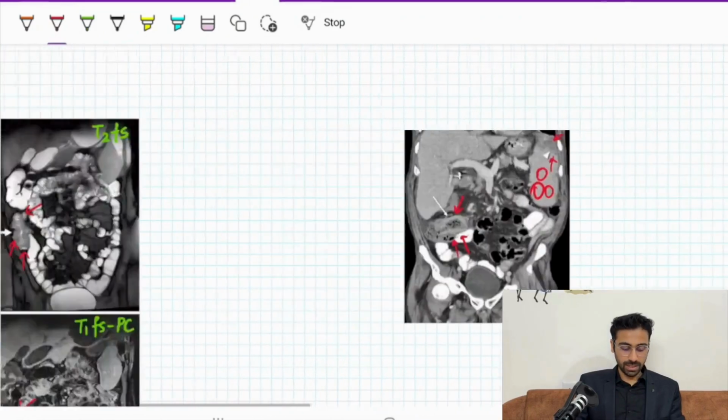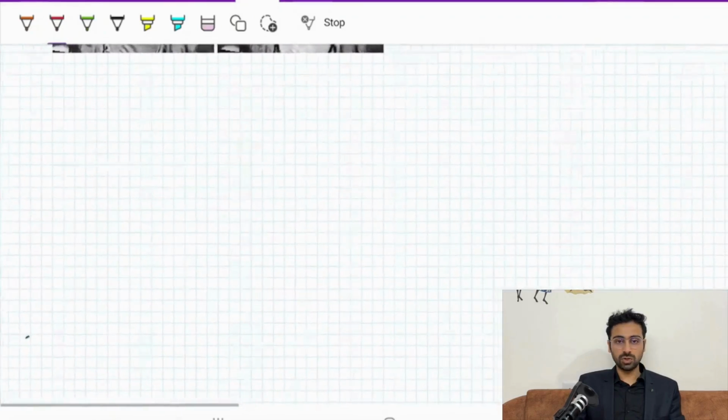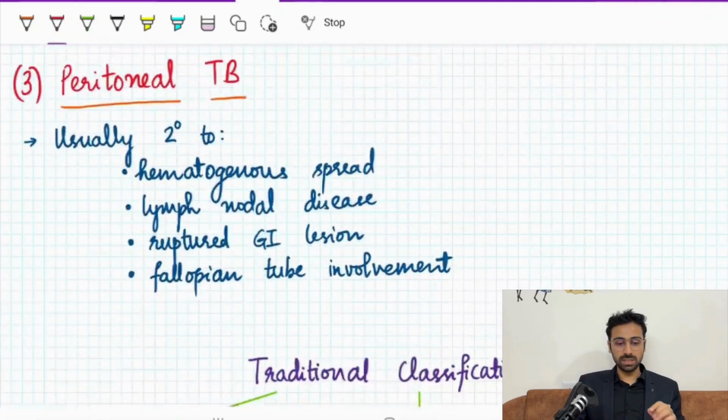Alright, having studied the two most common variants of abdominal TB, let's now go to the third one, meaning peritoneal tuberculosis. Now, this is usually not primary like TB lymphadenitis or TB bowel. This is usually secondary. Most common route of spread is hematogenous. However, lymph nodal disease or fallopian tube disease or rupture of any GI disease, or if the GI disease is contained, inadvertent surgery and then rupture can lead to peritoneal tuberculosis.